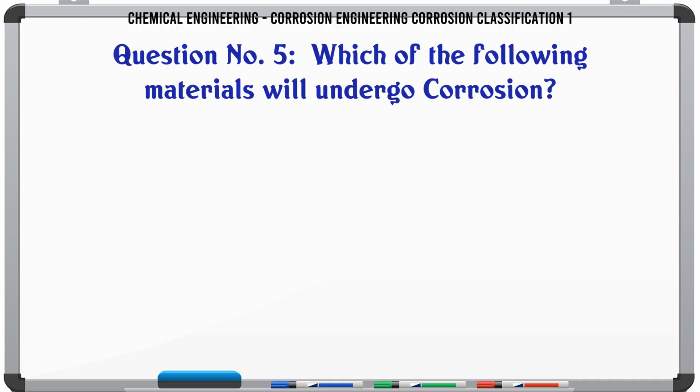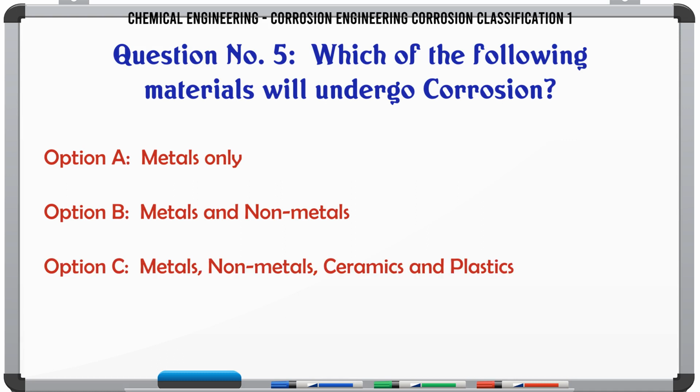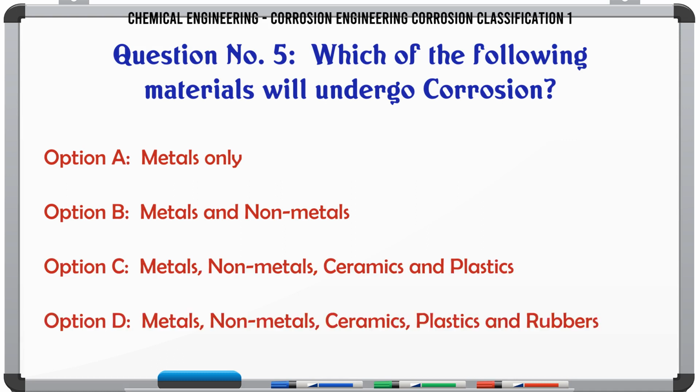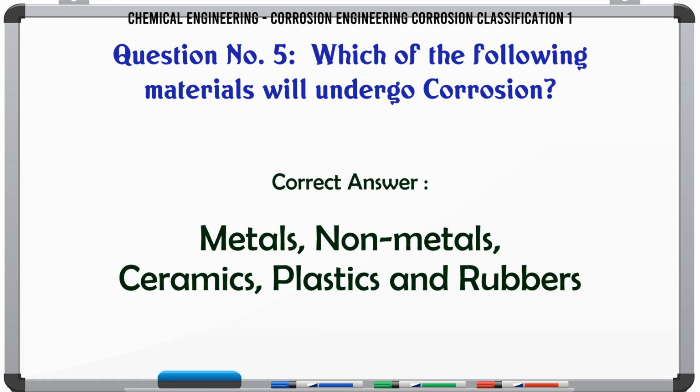Which of the following materials will undergo corrosion? A. Metals only. B. Metals and non-metals. C. Metals, non-metals, ceramics and plastics. D. Metals, non-metals, ceramics, plastics and rubbers. The correct answer is metals, non-metals, ceramics, plastics and rubbers.